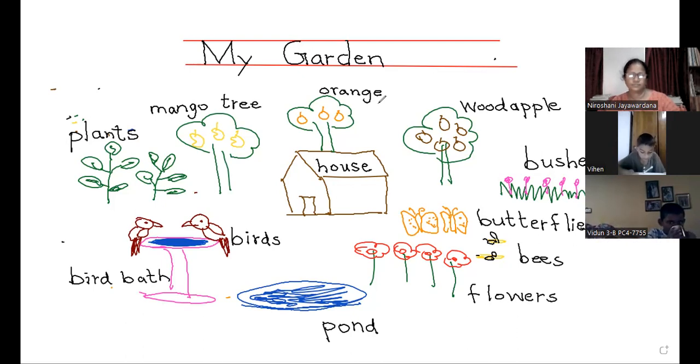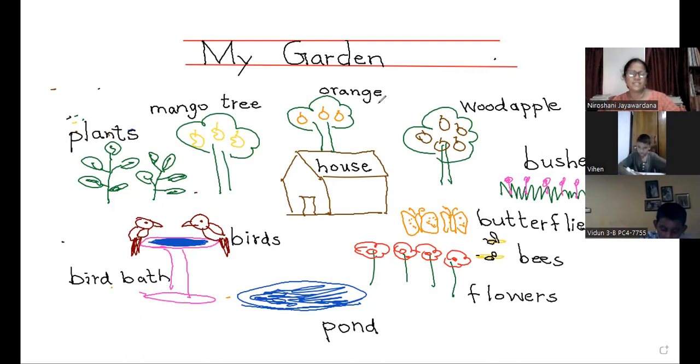Wood apple tree, bushes, house, butterflies, flowers, birds, bird bath, plants, pond.